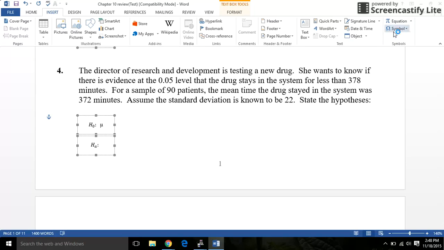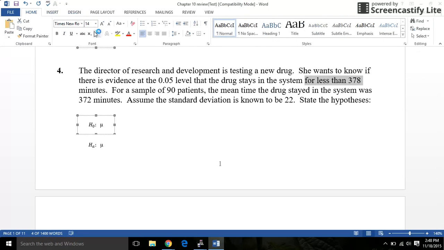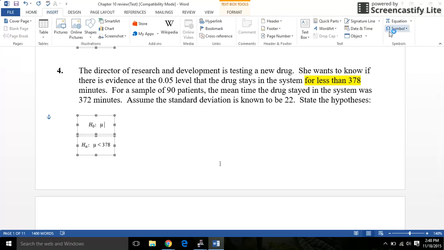My next step is to figure out what I'm looking for. For this one, it's for less than this, so I'm going to highlight that. That means my alternative is going to be the mean is less than 378. So what does that make my null? The mathematical opposite, which is, if I go back and insert it, greater than or equal to.